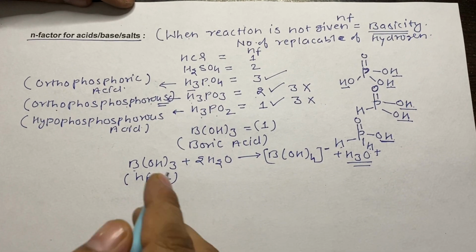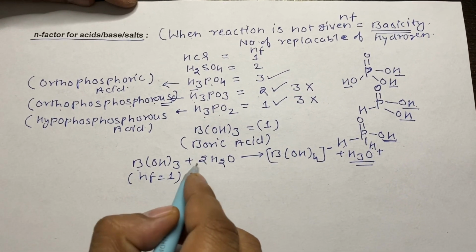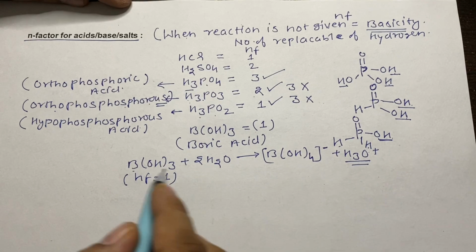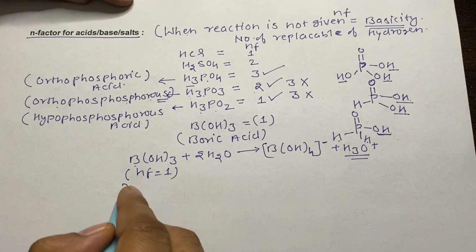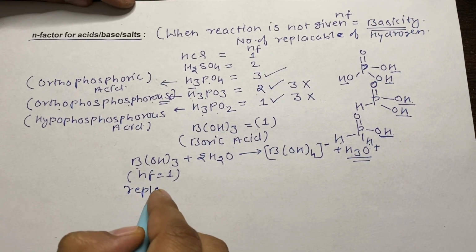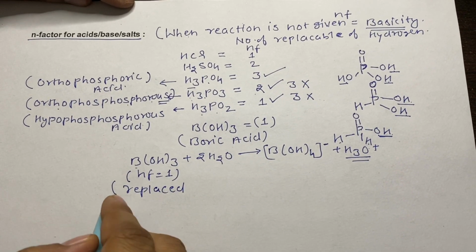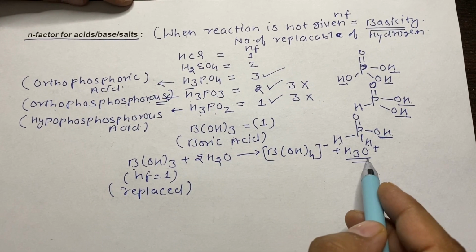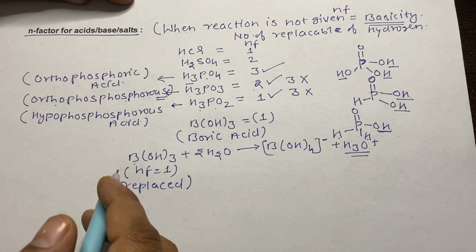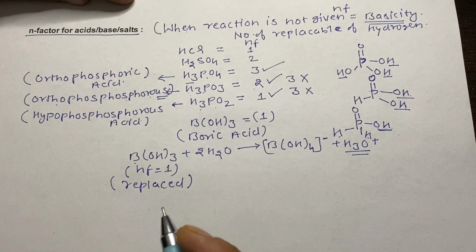So definitely in this case we are considering the reaction of boric acid with the water. So in this case we are considering the n factor as number of replaced hydrogen or H plus. Here we can say that H3O plus. When the reaction is given, how we can calculate the n factor of an acid?